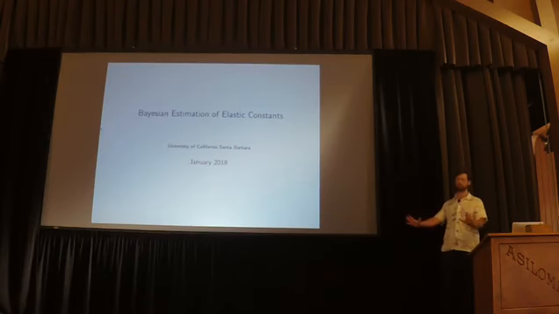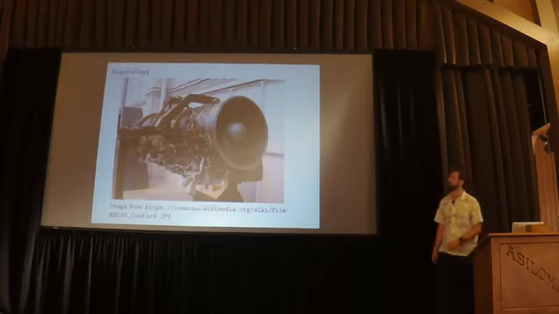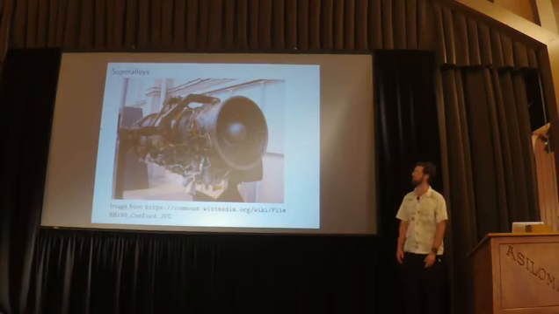But the actual presentation is about Bayesian estimation of elastic constants. And the actual materials we're interested in are superalloys. And superalloys are basically the materials used to build jet engines. And so here's a picture of a jet engine. They're somewhat useful.